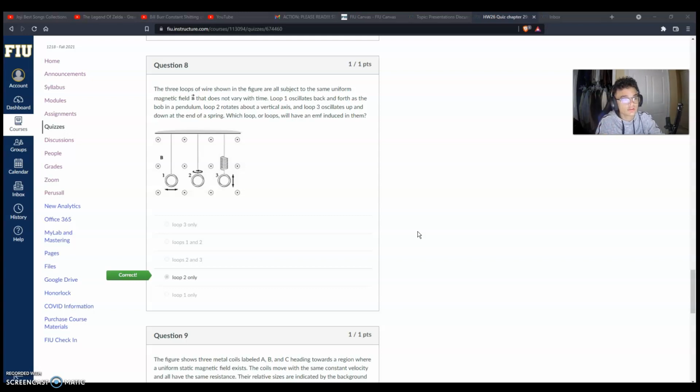At first I thought 3 could have been because it has a spring attachment, but they're not talking about the spring, they're talking just about the movement of the ring. So 3 is out because it's moving up and down. So that leaves only loop 2 as the answer. Basically because it has a consistent movement and it's spinning.